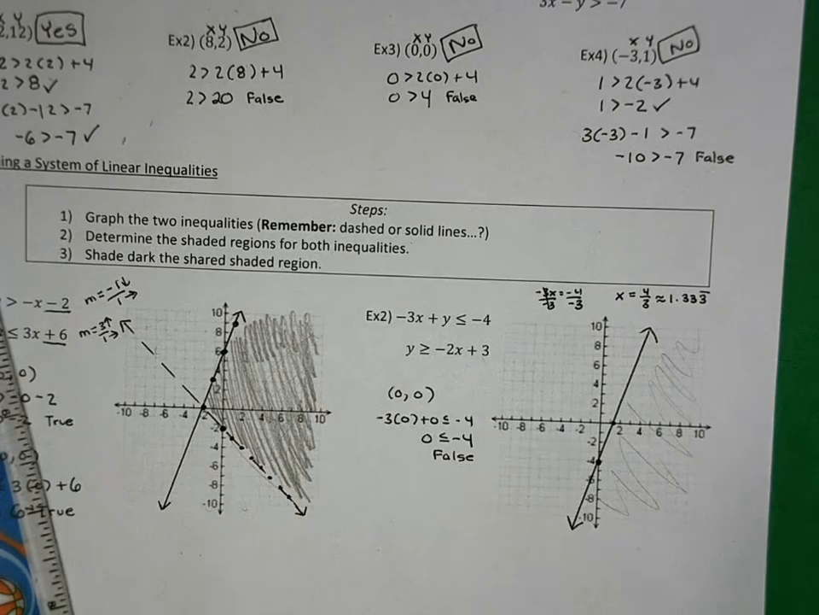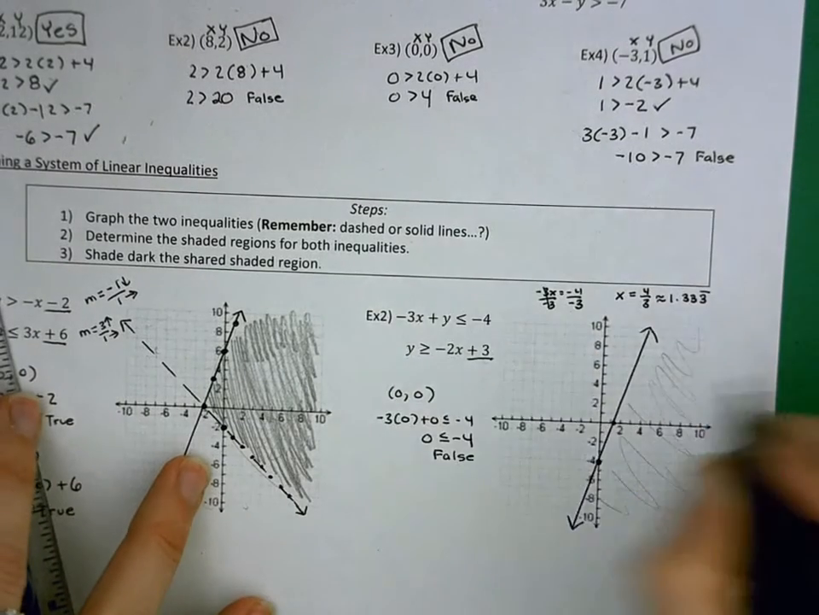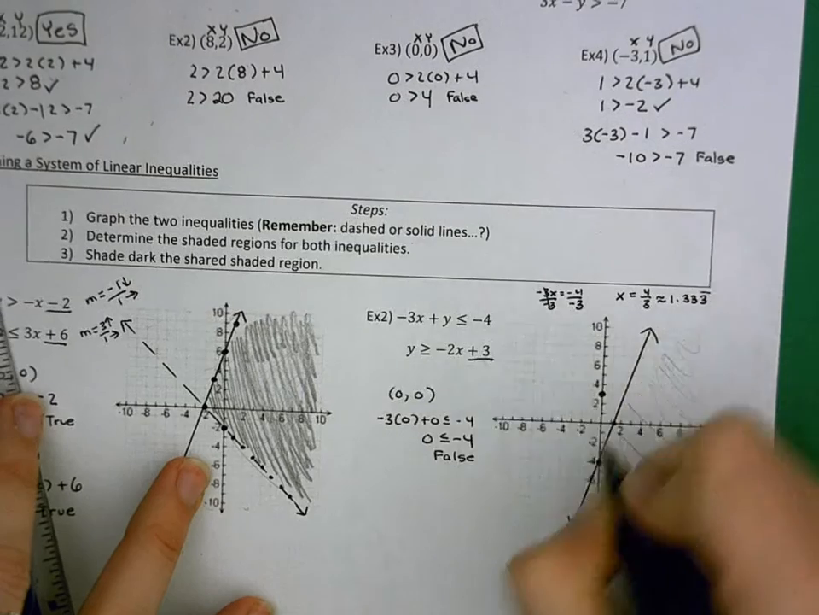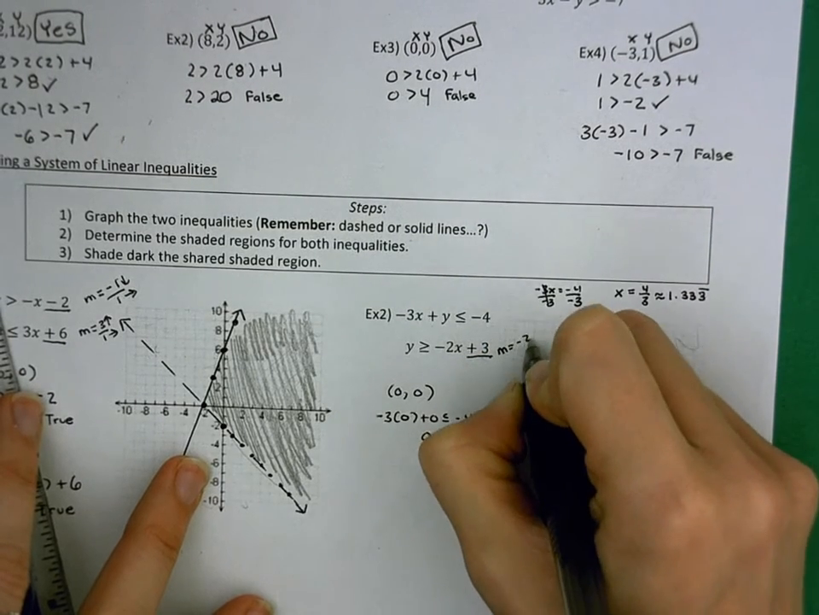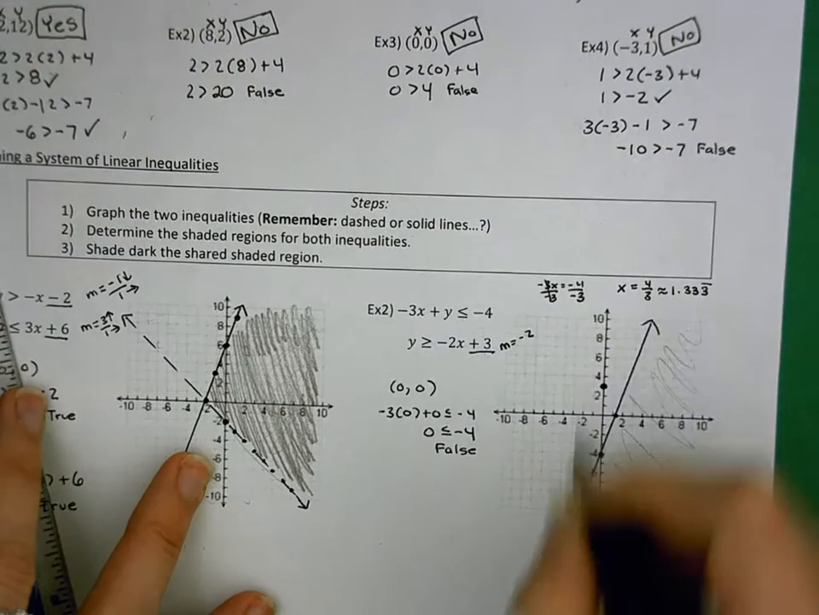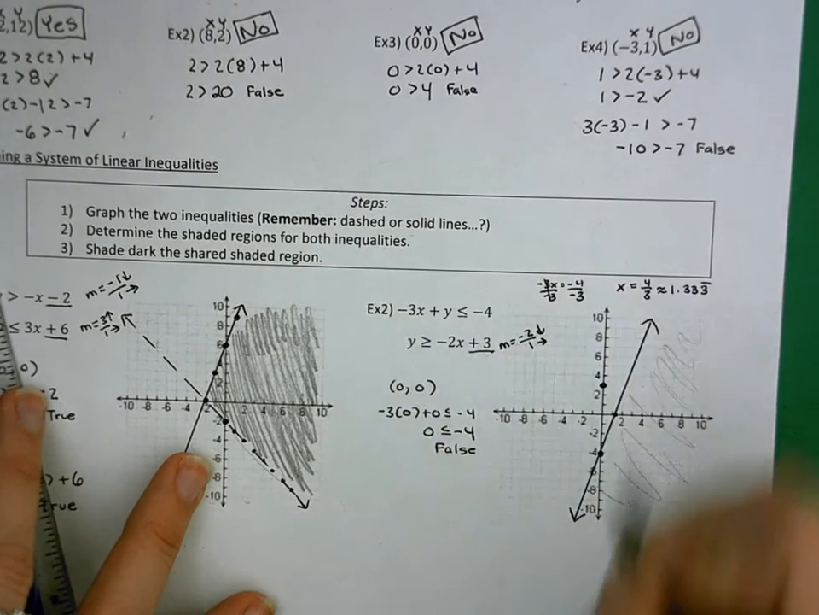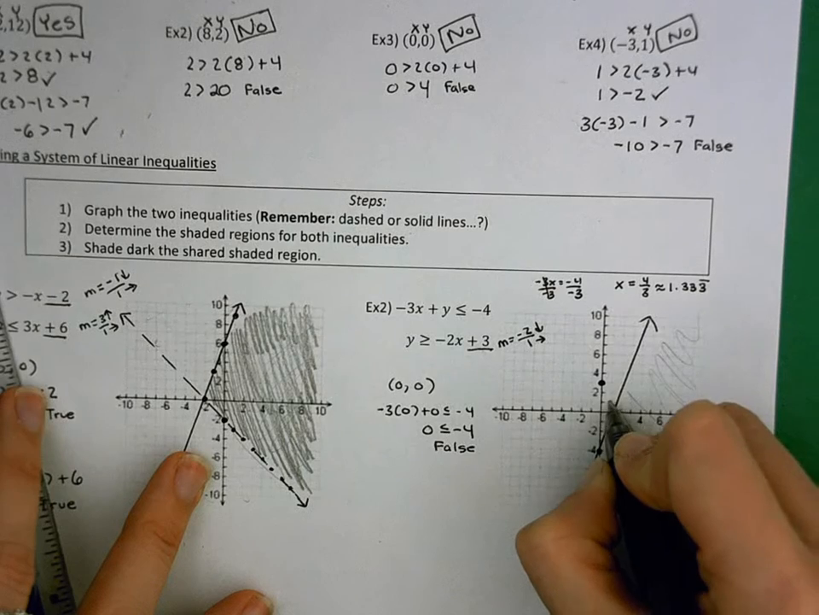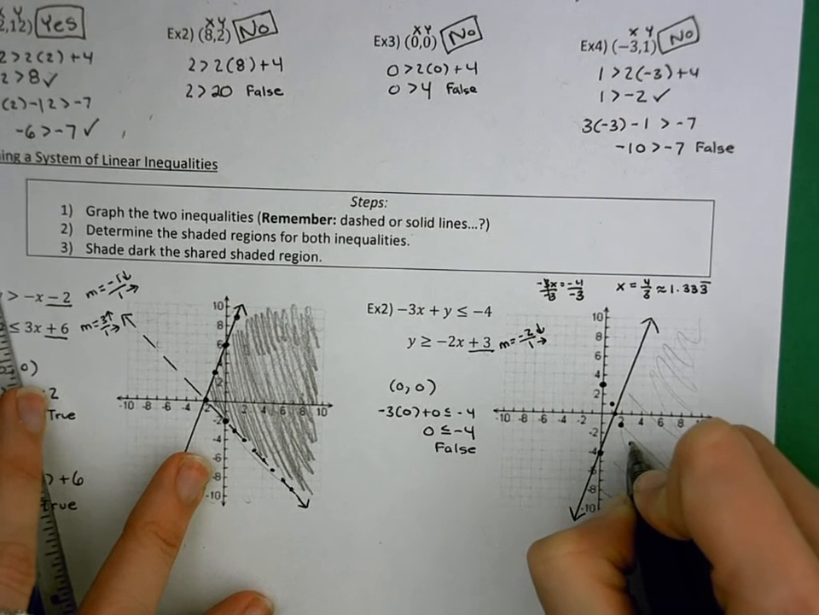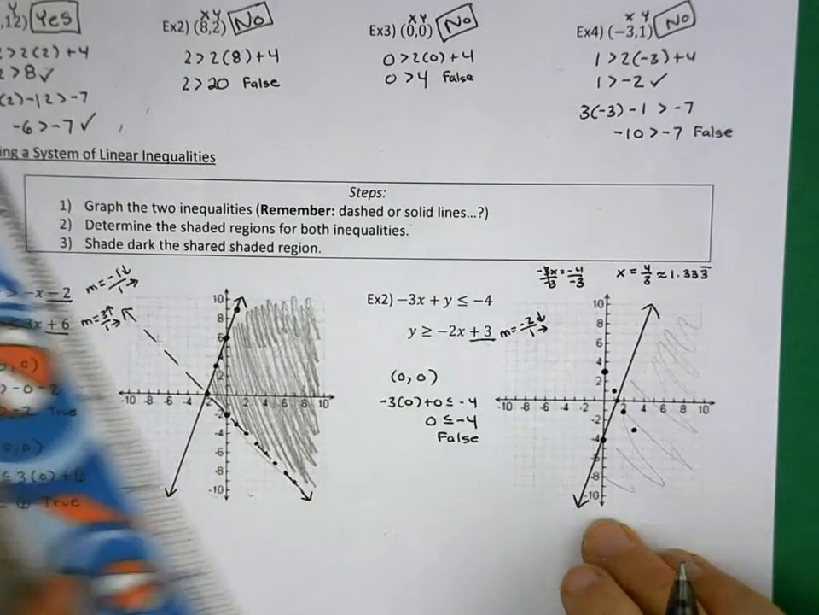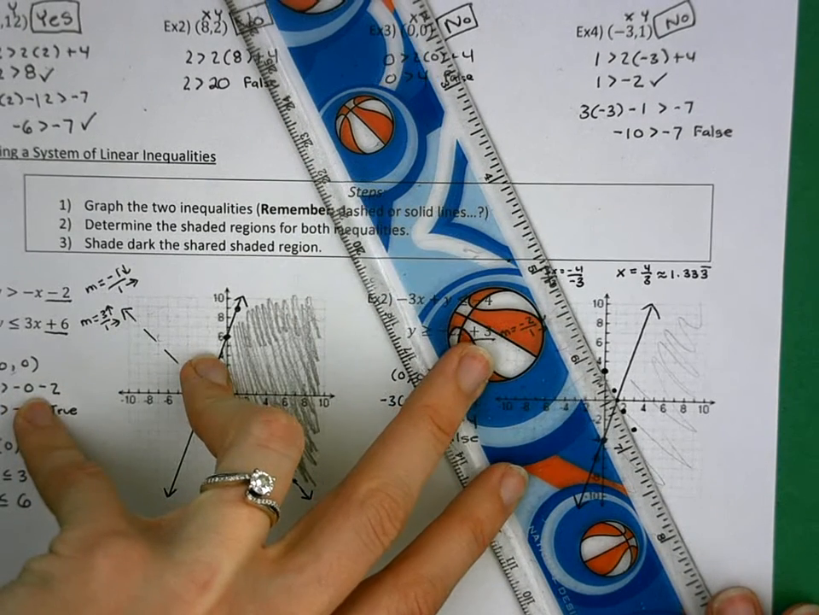Okay, next one, this one is in slope-intercept form, so there's my b. I'm going to start at 3. My m in this case is negative 2, which means that we are going down 2 and over 1. So down 2, over 1, down 2. And again, this is an equal to, so we are going to go ahead and make this a solid line here.